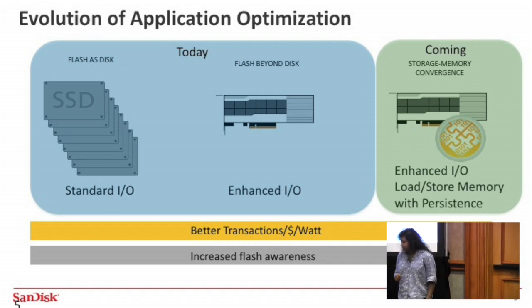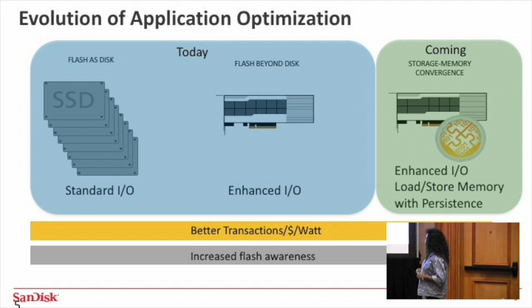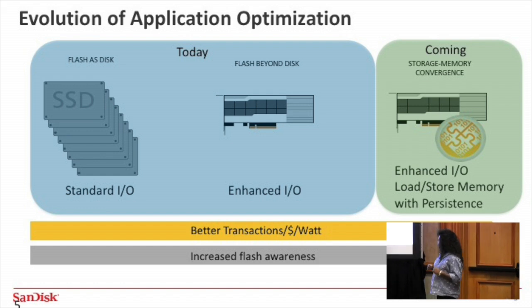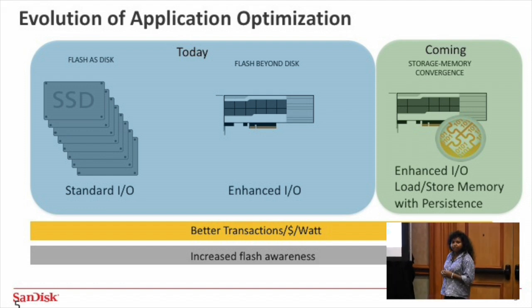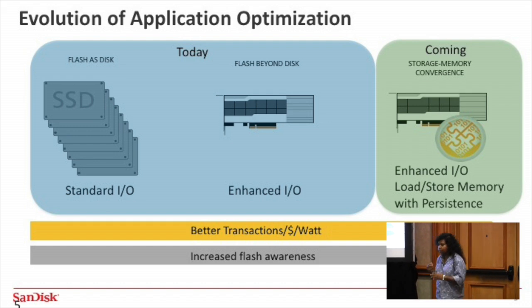So what we're going to talk about today in the first half of the talk is the second bucket, which is how do we optimize for flash in a way that's unique to it and goes beyond the disk model. The second half will be about the other topic.